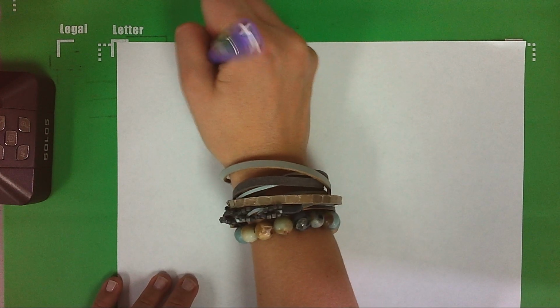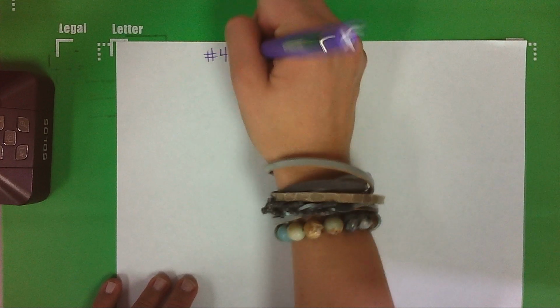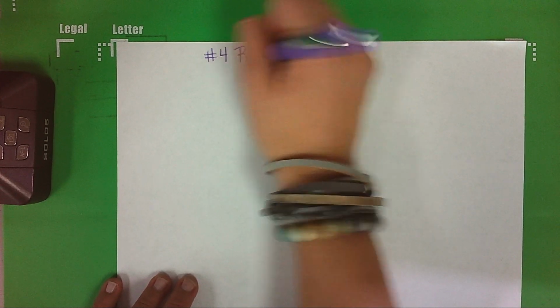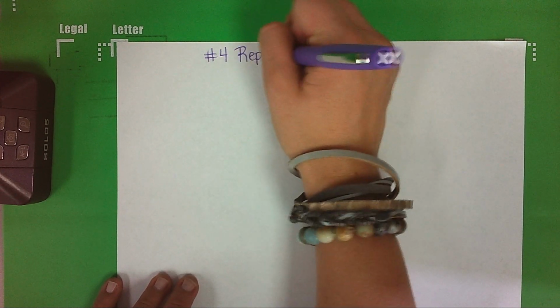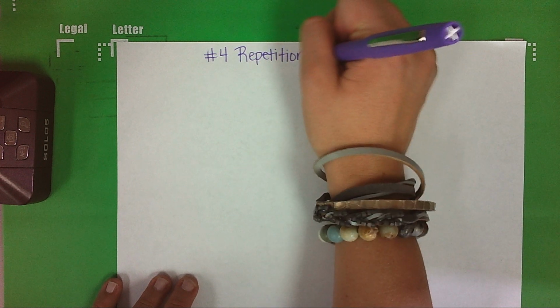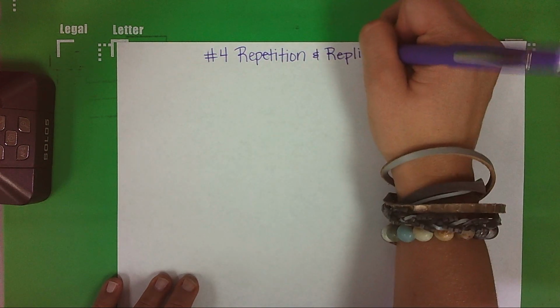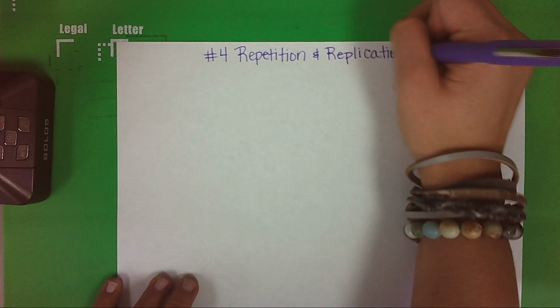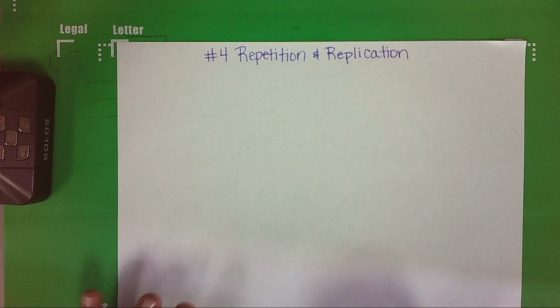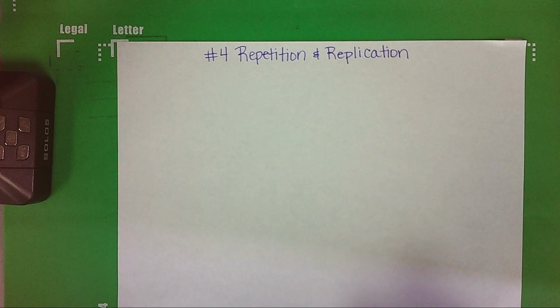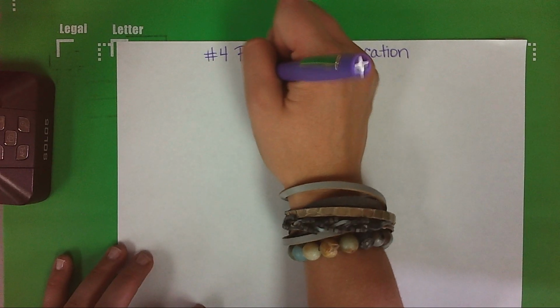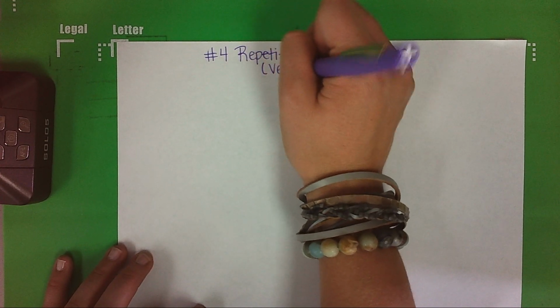Alright, so today we are going to review number 4 in your notebook. Number 4 should have been labeled repetition and replication Venn diagram. Okay, so here is where we are going to compare repetition and replication using a Venn diagram.